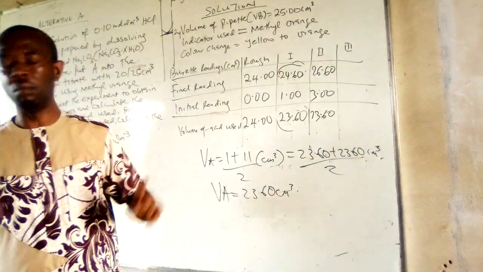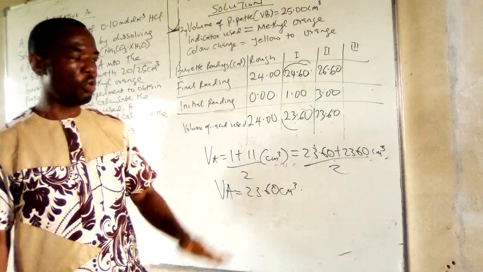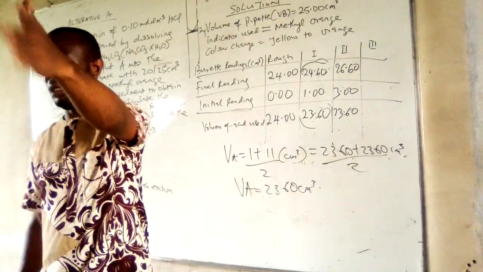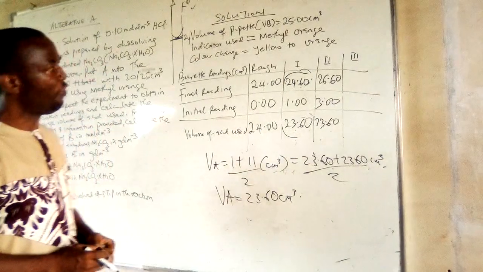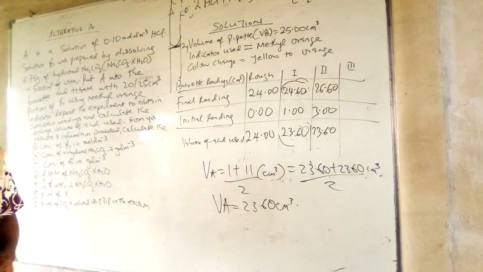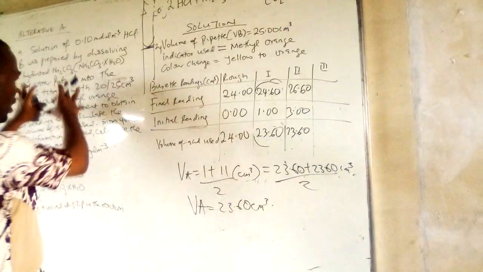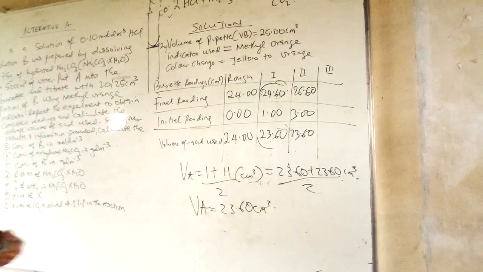You only use ink, blue or black ink. So this is your average titer based on the instruction. Then, having done that, 23.60.